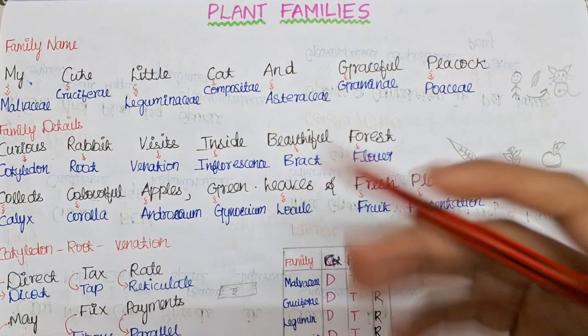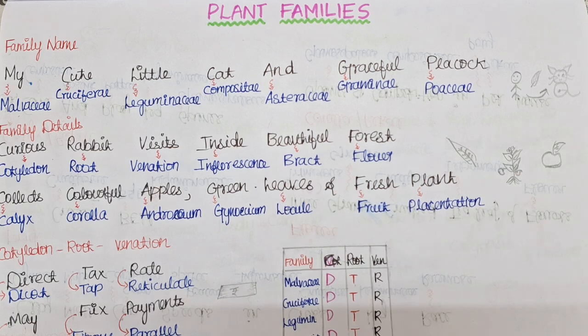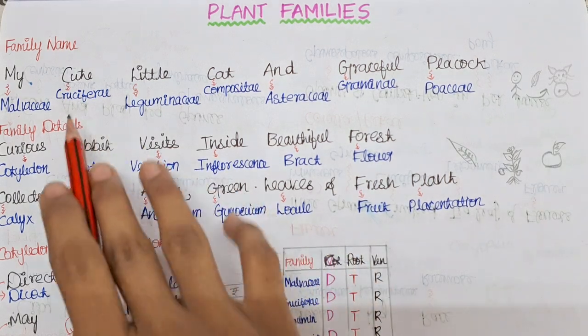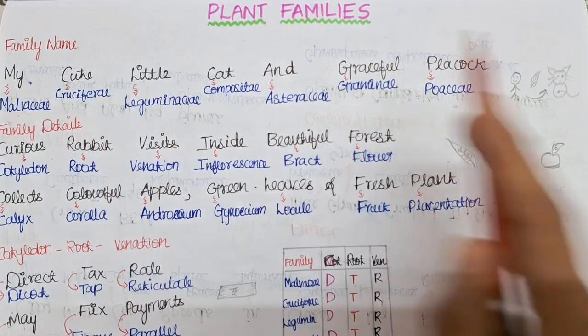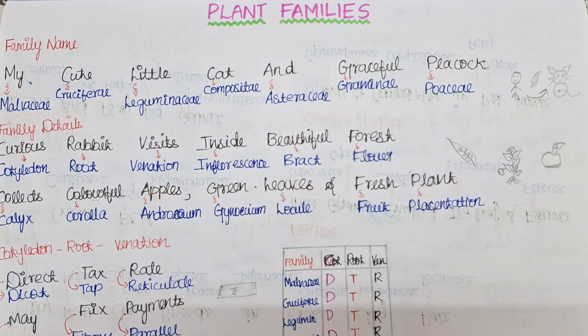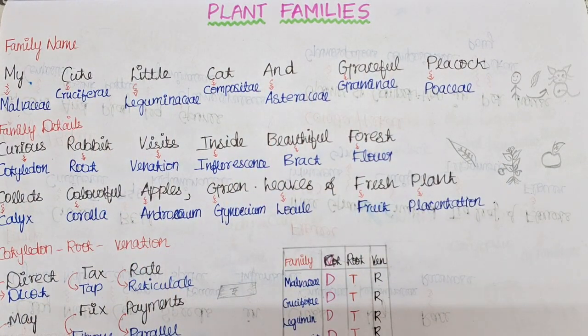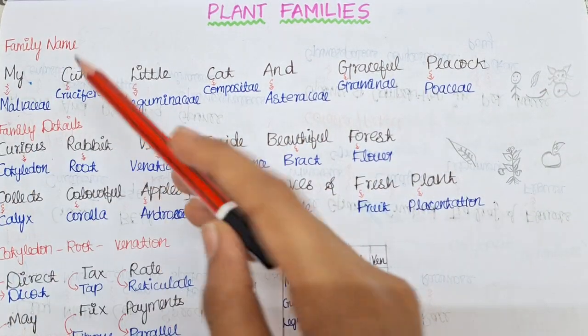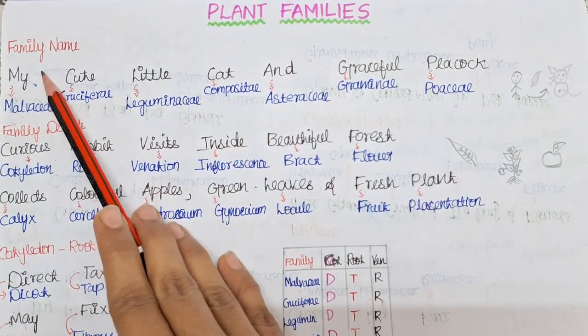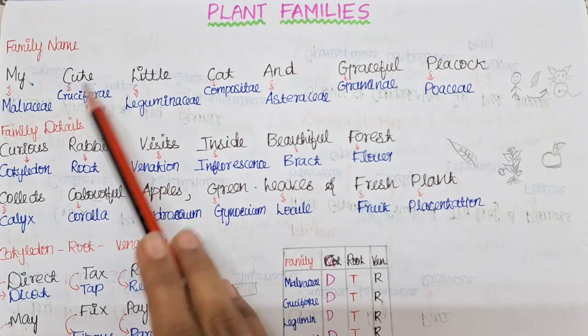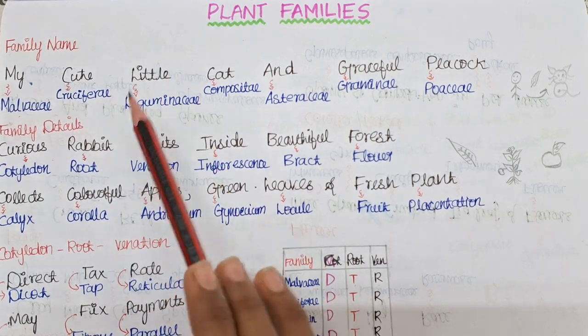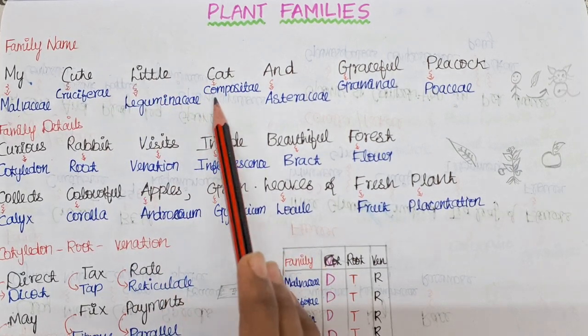There is one girl or boy, saying to another friend that I am having a cute little cat and a graceful peacock. Think yourself, you are having a cute little cat and a graceful peacock. So what are the corresponding words? My is for Malvaceae, cute is Cruciferae, little is Leguminosae, cat is Compositae.